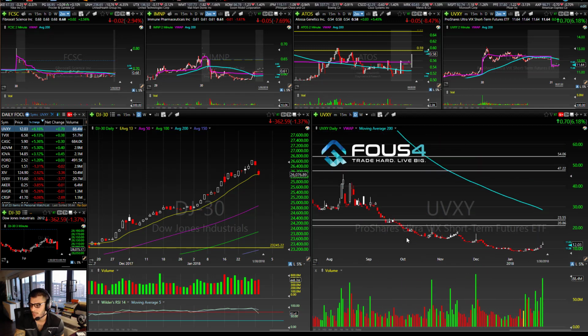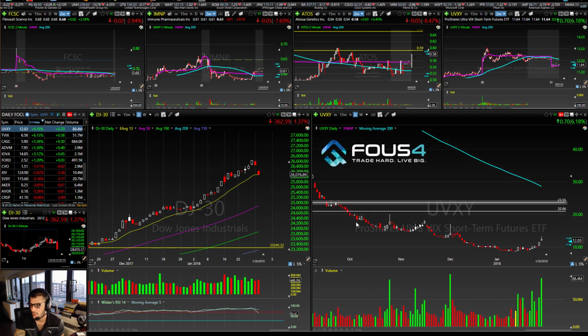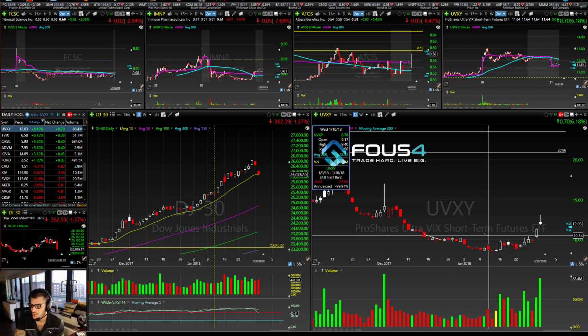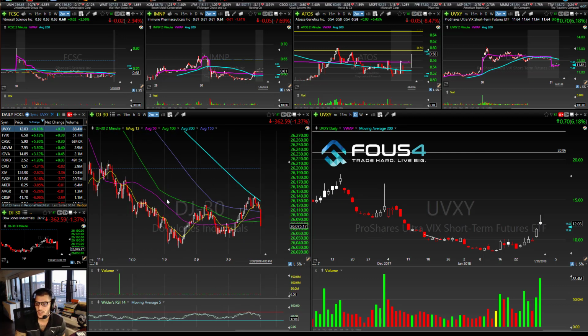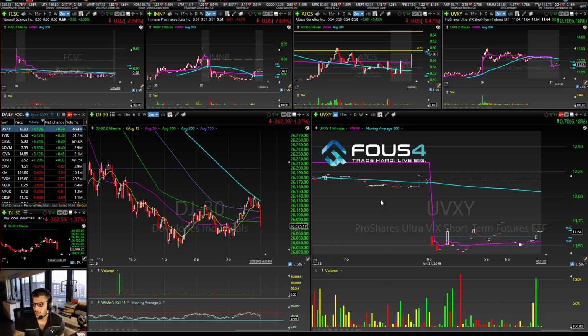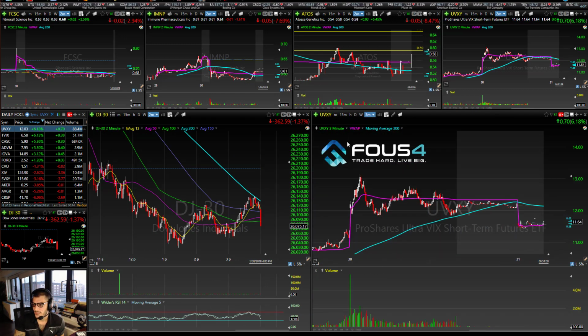But you do get these random pops now and then. You can see we had one back in August last year, one here, one here. So they're good trading vehicles. Investing vehicles is another story. Trading vehicles, yes.